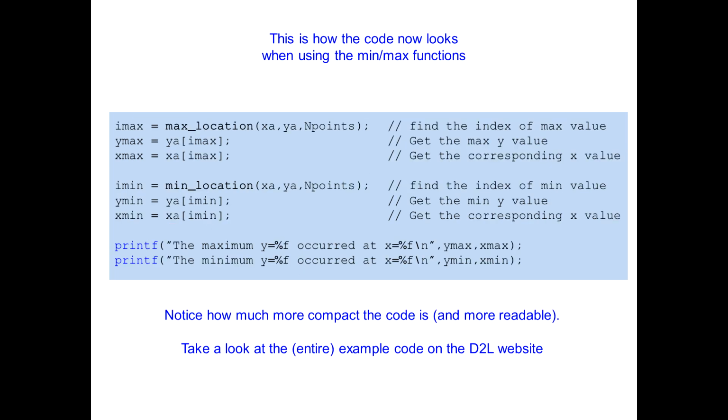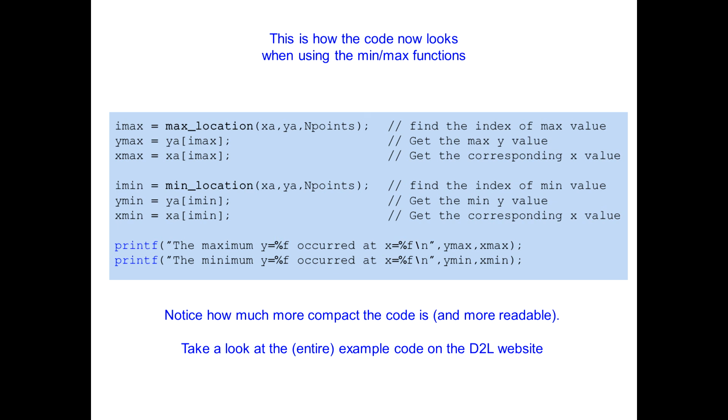We can also create a min function here, which would be done in a similar manner. And this is actually how we would call the function and use it in the code. In this case, we would pass it the X array, Y array, and number of points. We use the function max location. It returns the index of where the max occurred.